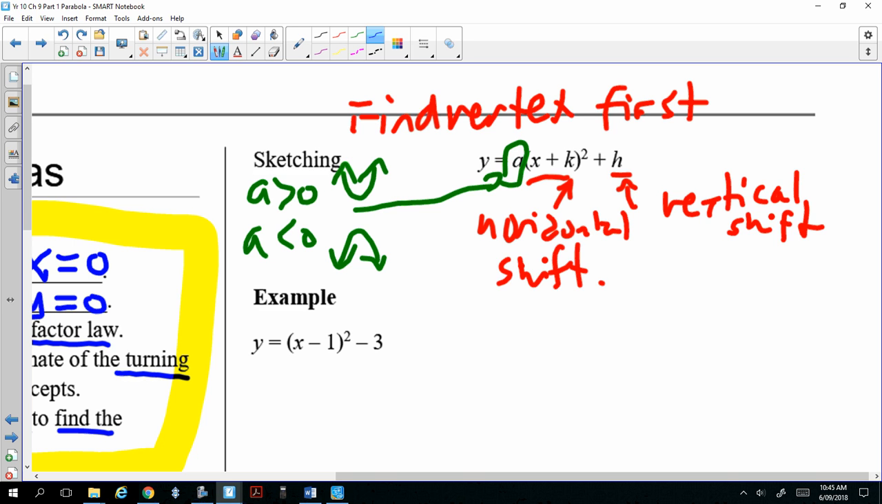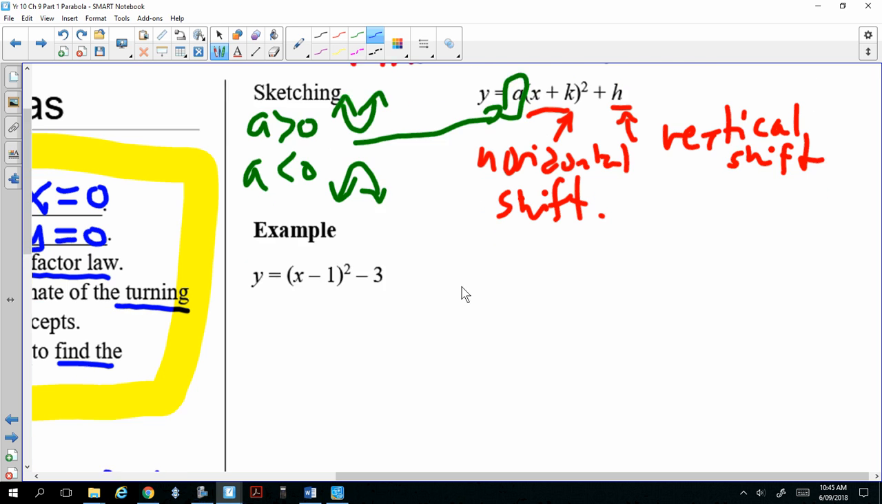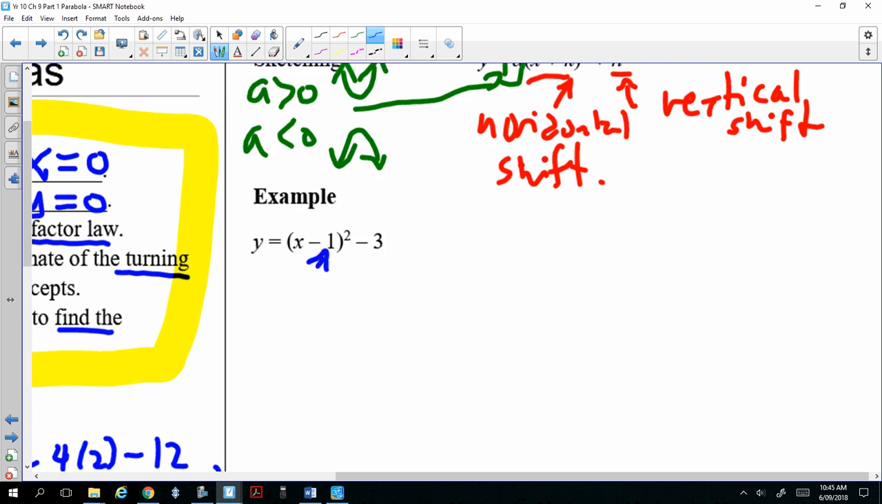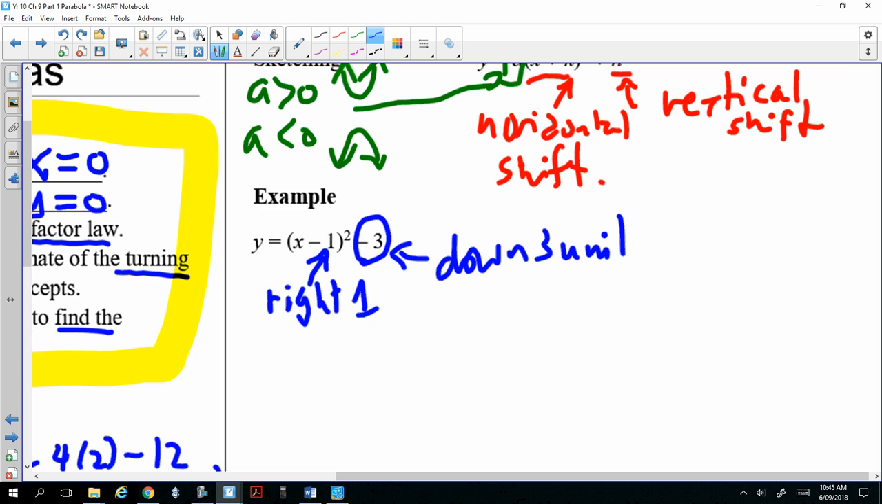Okay, hopefully you're all ready. So we're going to look at this. Basically the -1, remember, is to shift right 1 unit, and the -3 is down 3 units. And due to this fact, your vertex is (1, -3). That's your vertex. Okay? So you work out the vertex first. And once you get the vertex, you can almost sketch it immediately.